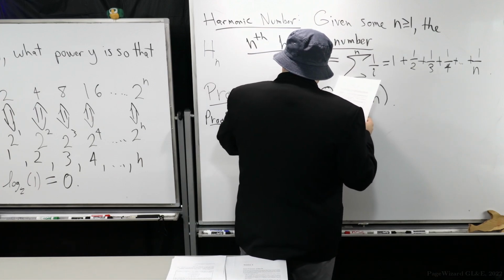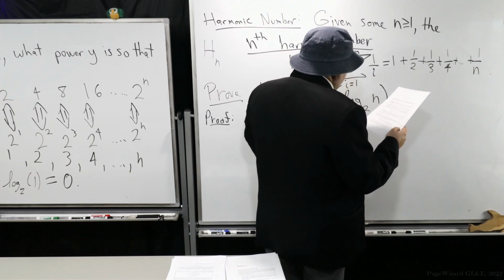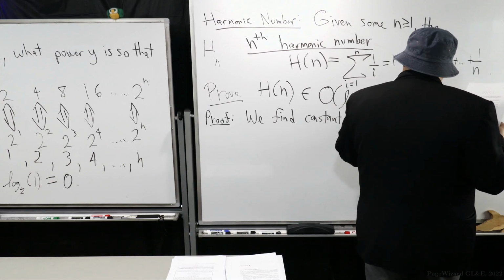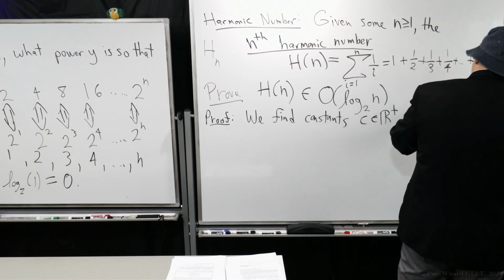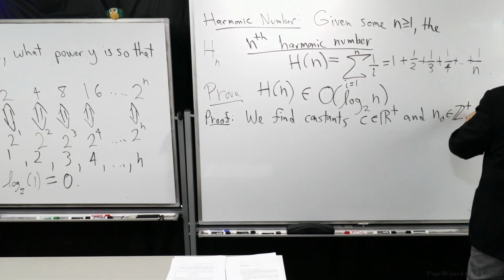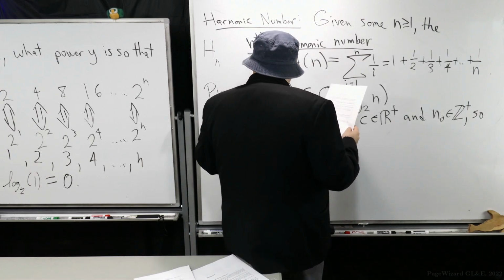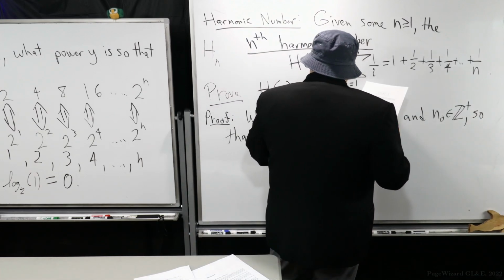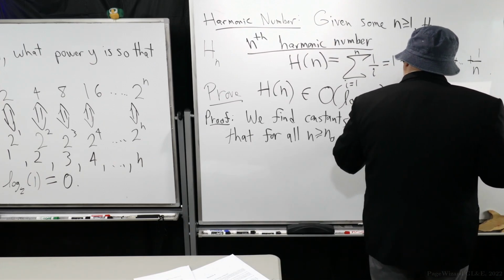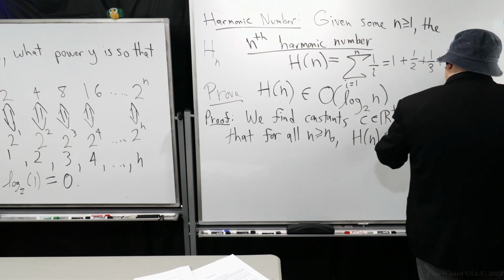So we find constants. Remember, we find the constants. That's what we're trying to do. We have a positive real constant, c, and a positive integer constant, n0, so that for all n greater or equal to n0, H of n, the nth harmonic number, is less than or equal to c times log base 2 of n.